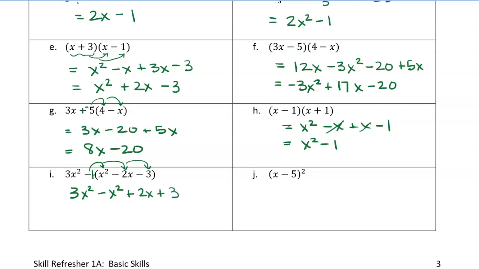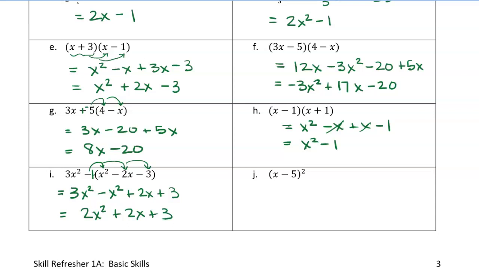Okay, now to simplify, we just need to combine like terms. And so it looks like we have a couple of x squared terms there. So 3x squared minus x squared becomes a 2x squared, and then plus 2x plus 3. All right, last one.